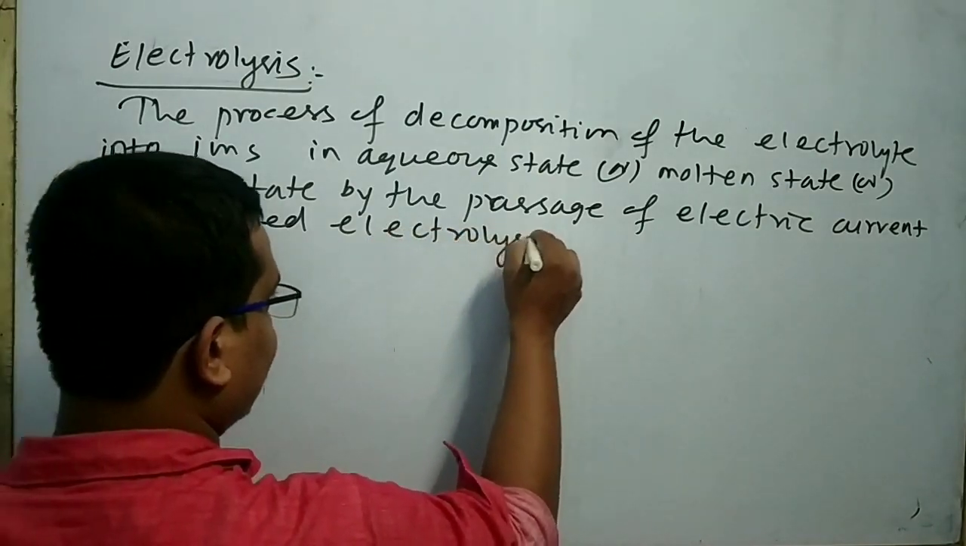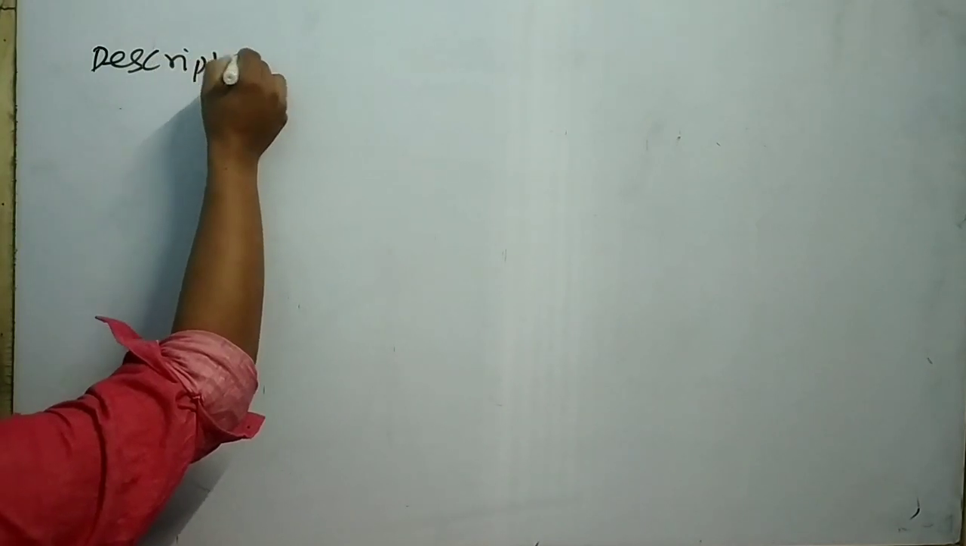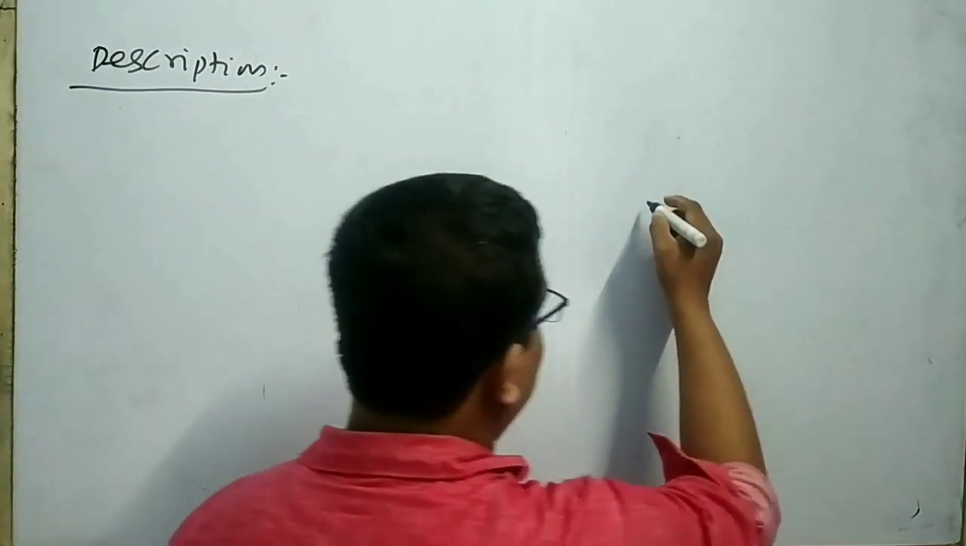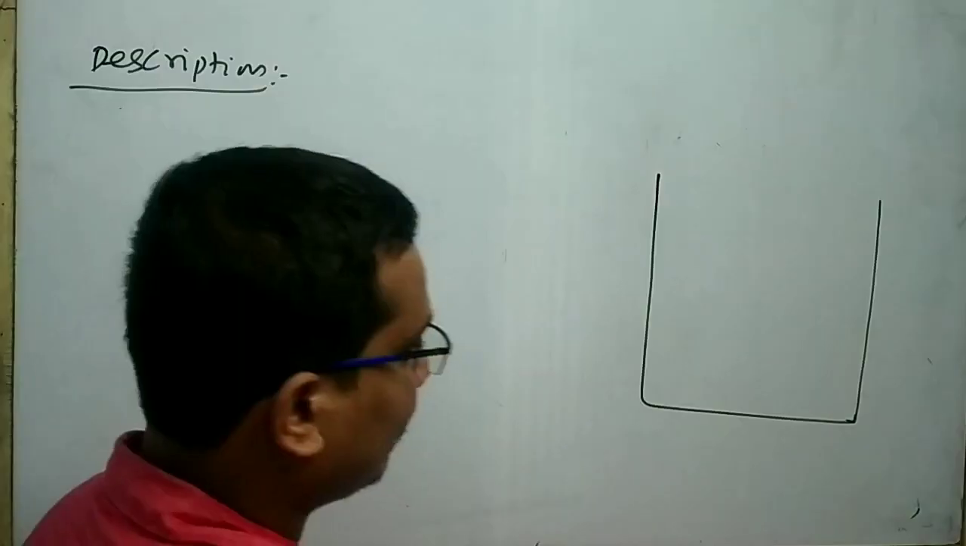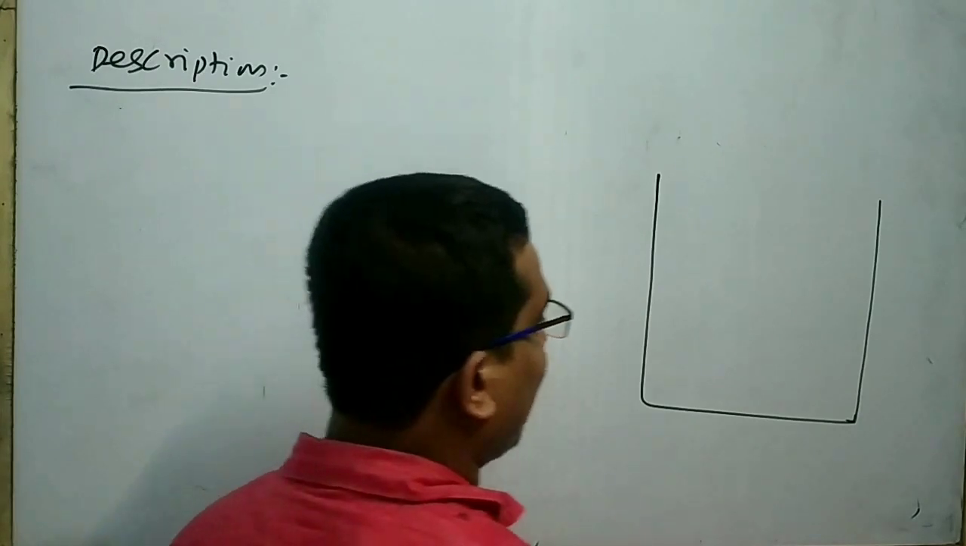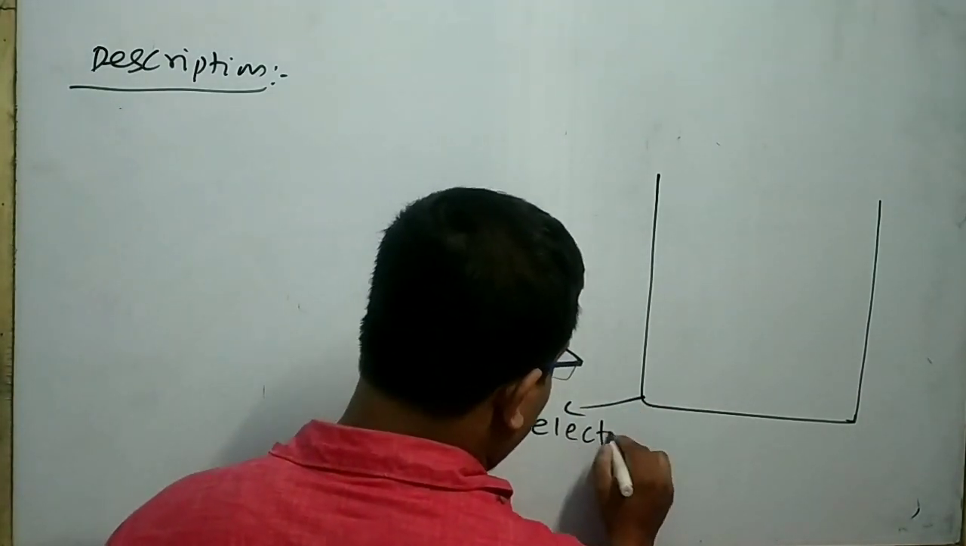electrolysis. Now I will explain the description of electrolysis. For electrolysis, we generally take an electrolytic tank. The container in which the electrolyte is taken is called the electrolytic tank.